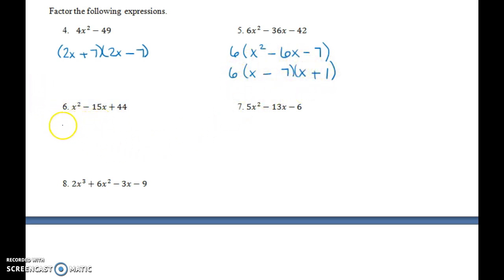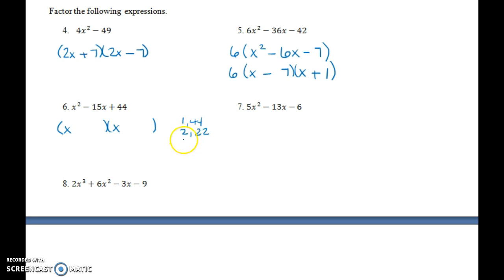I continue doing that for number 6. There are 3 terms, so that tells me there's going to be 2 quantities multiplied together. They would have to have an x and an x. And then I must think of things that multiply to 44. 44 is a little bit harder, but you'd have 1 and 44. You would have 2 and 22.